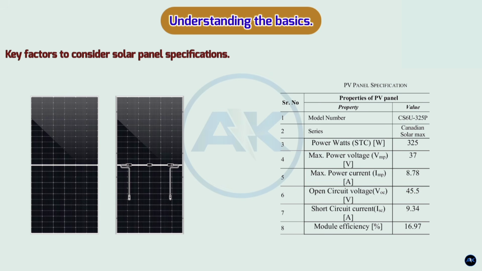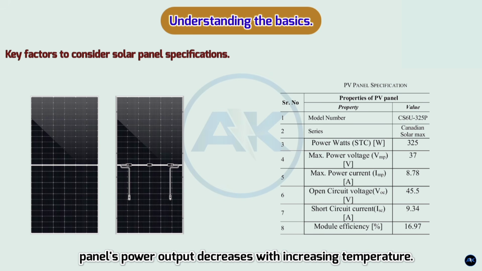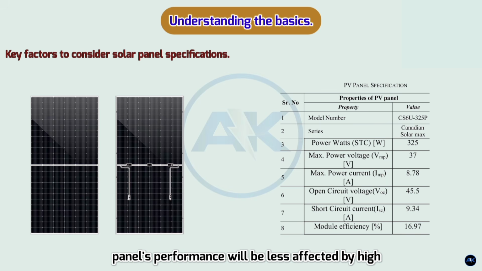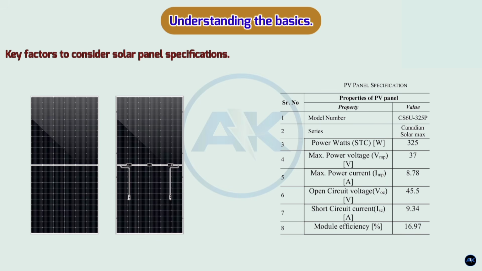Temperature coefficient of power, TCP. This indicates how much a panel's power output decreases with increasing temperature. A lower TCP is desirable as it means the panel's performance will be less affected by high temperatures.